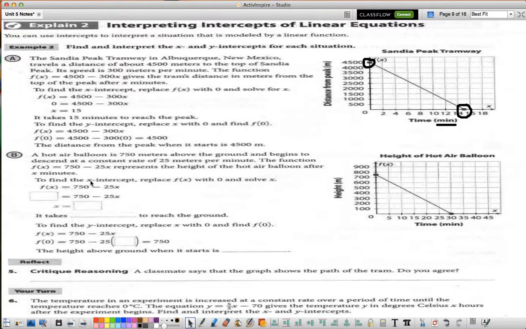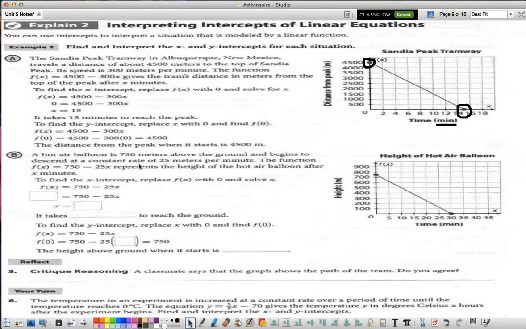All right, so let's take a look at this one. I like it better when we can actually work through it. So we have a hot air balloon that is 750 meters above the ground, and it begins to descend at a constant rate. Now, this constant rate is important. If it doesn't descend at a constant rate, that doesn't tell us whether or not it's a line. Constant rate tells us that it's a line.